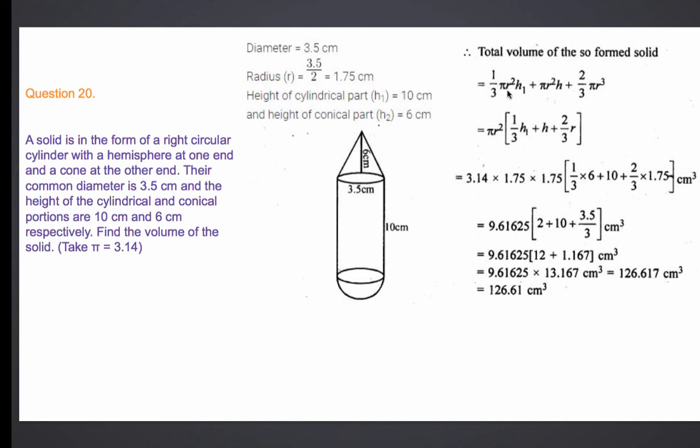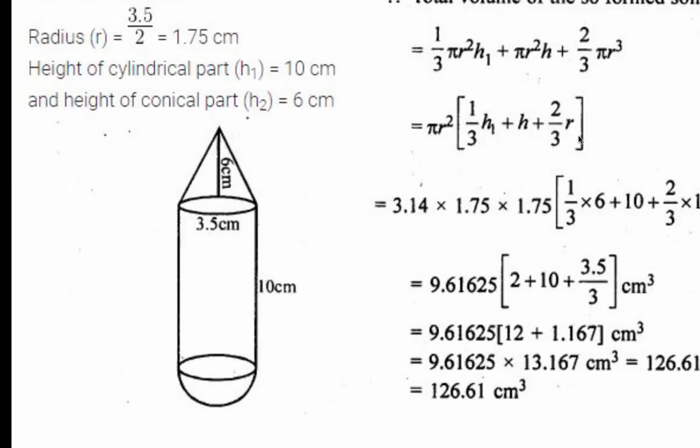The radius is there: here it's r square, r cube. So what is the minimum power for r? That is square. So pi r square will straight away come out common. This part should be very clear. What is left? 1 by 3 height of the cone, plus pi r square is already common, height of the cylinder, plus pi r square is common, so I am left with 2 by 3 r. Now the calculations are not going to be difficult.